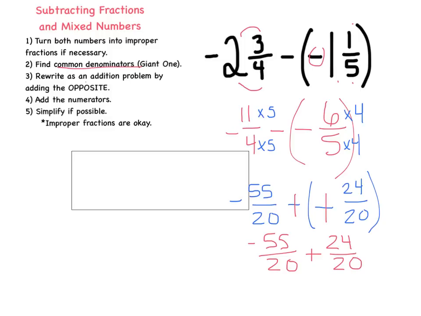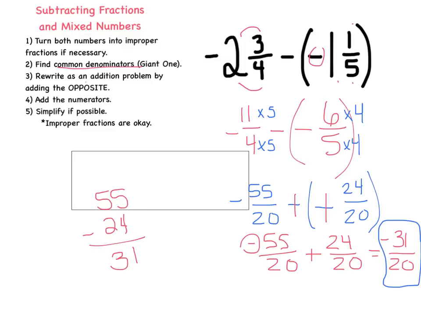24/20. Now we've got our common denominators, we rewrote it as an addition problem, and now I can just go ahead and add our numerators. So I have negative 55 plus 24. Well, I'm just going to, over here, just do 55 minus 24 to find the difference between them. And then I know that my answer has to be negative, because I have negative 55 and I'm adding 24 on. I'm still going to have negatives here. So we'll have negative 31/20.